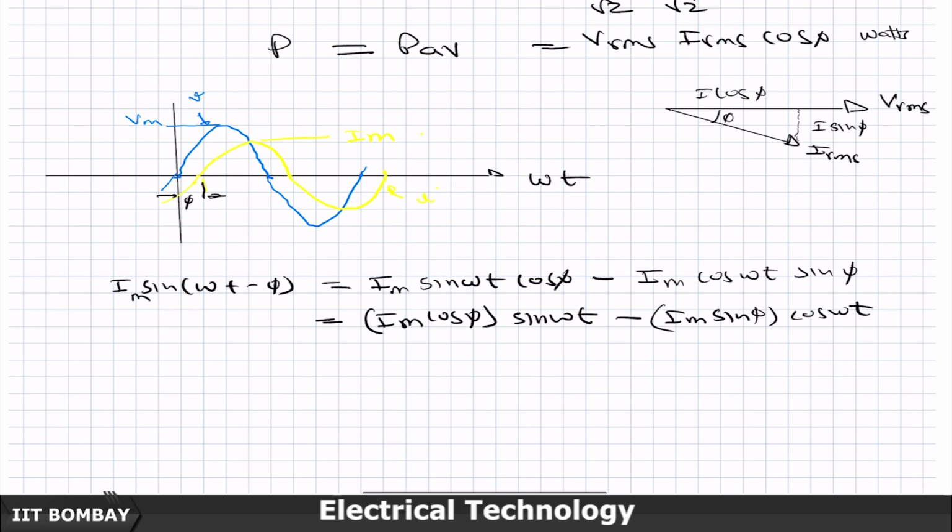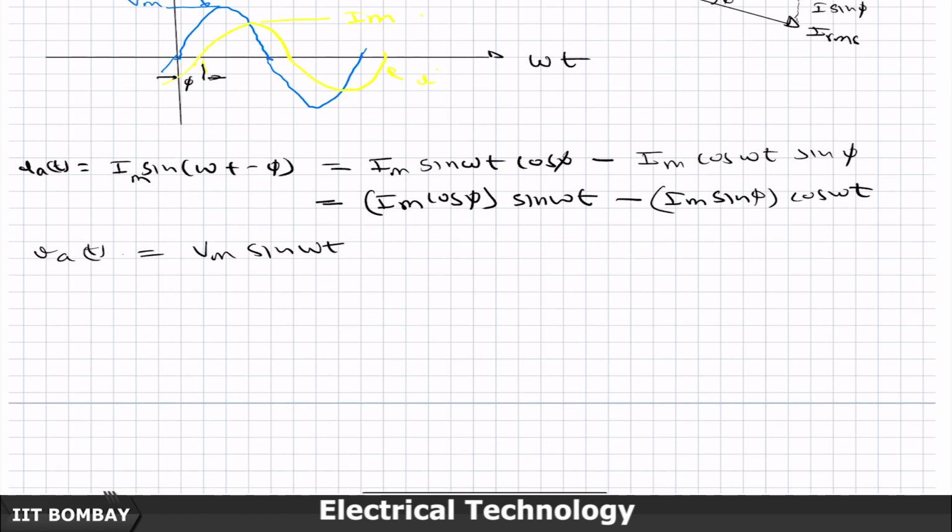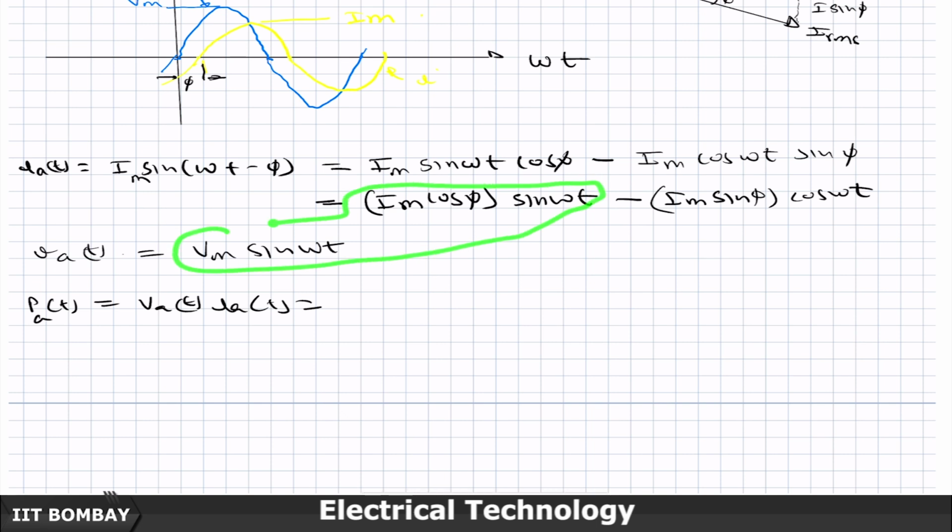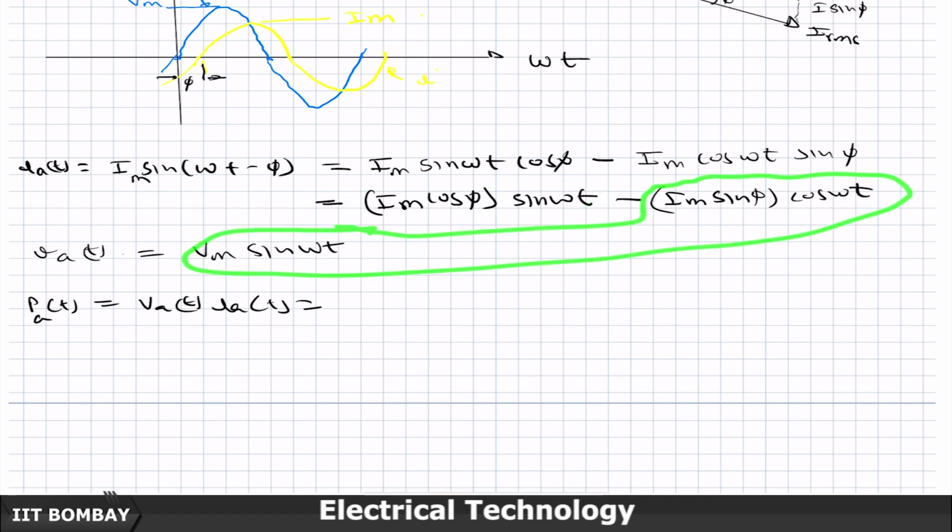That is what I had said. Now, observe carefully here. What I am saying is my reference is, so let us, what is this? This is my I a of t, now expanded like this. Now, what is V of t? V a of t, I had taken it as V m sin of omega t. So, now suppose if I look at P of t or P a of t, which is V a of t into I a of t, then I have to multiply this with this term, and then this term also has to be multiplied with this term.